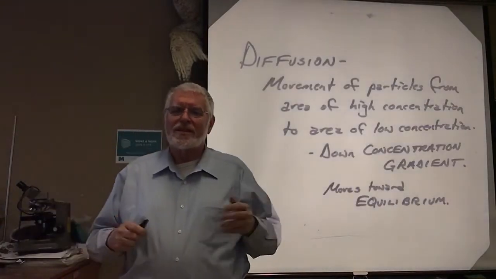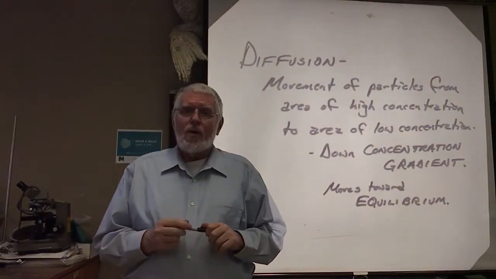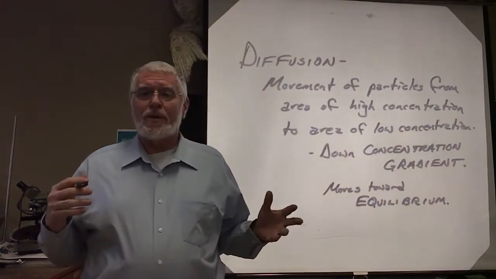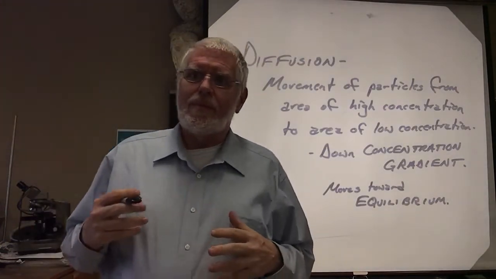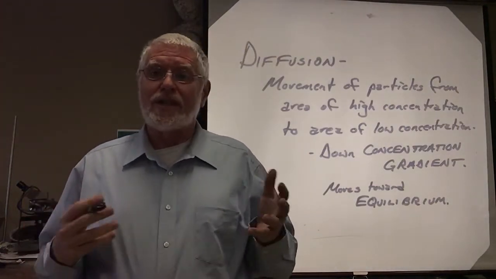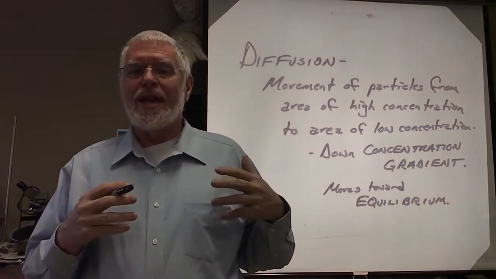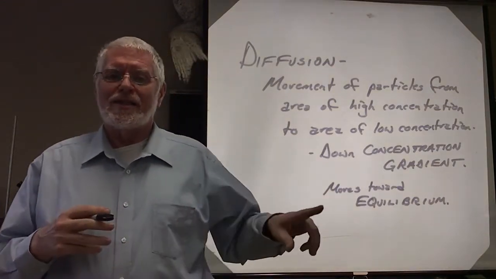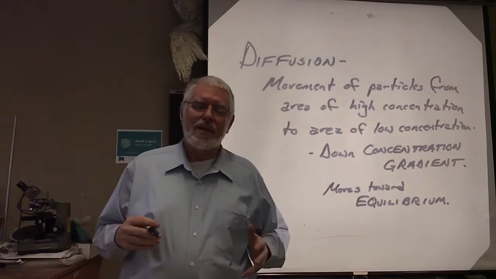So when does it stop? Well, once that sugar is evenly distributed through the beaker, there's no area of high concentration or low concentration anymore. Everything is equal. So again, you've got an equilibrium.